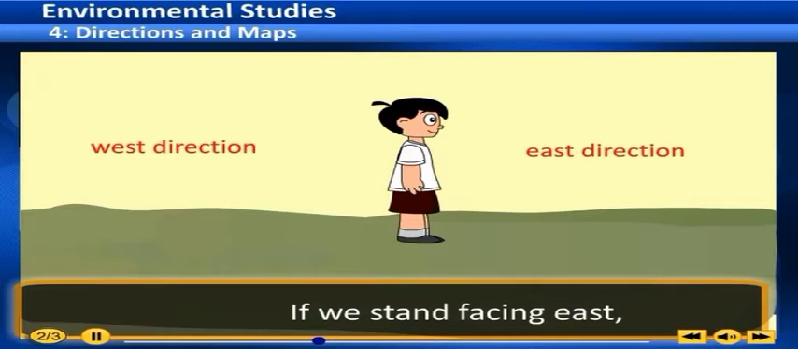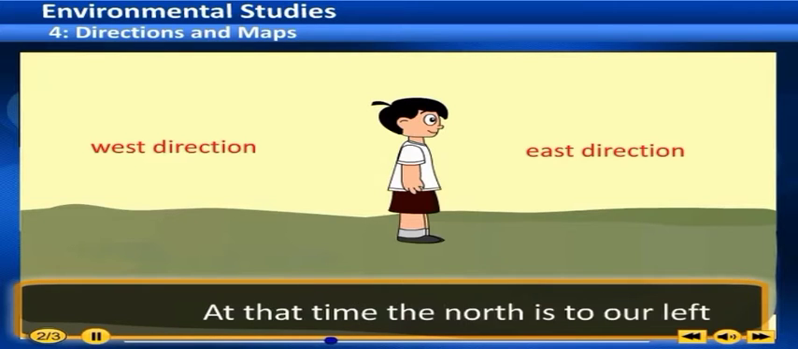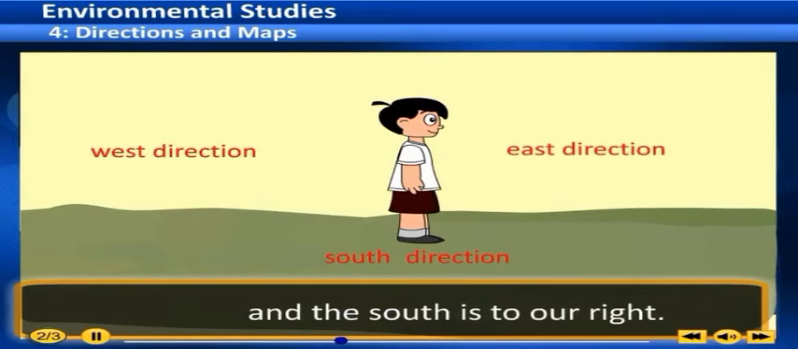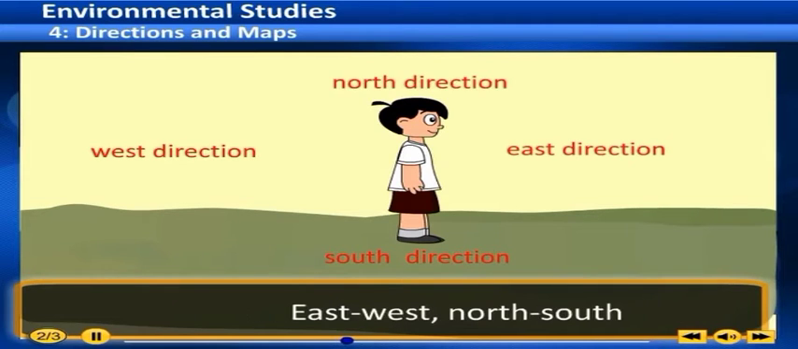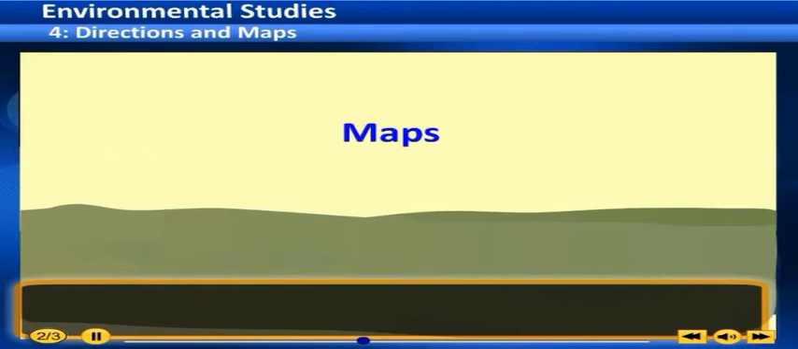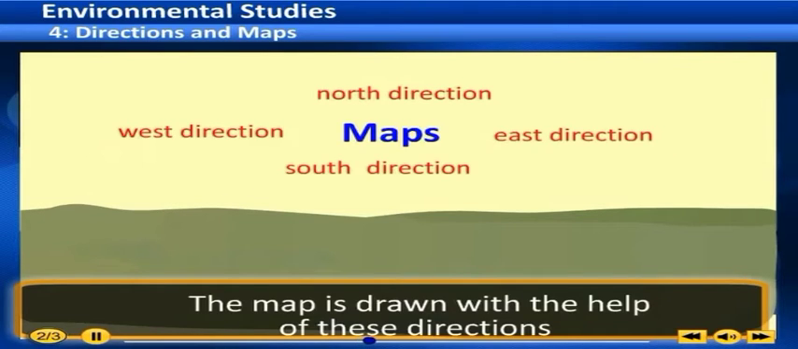If we stand facing east, the west is behind us. At that time, the north is to our left and the south is to our right. East-west, north-south are the four main directions. Maps. The map is drawn with the help of these directions.